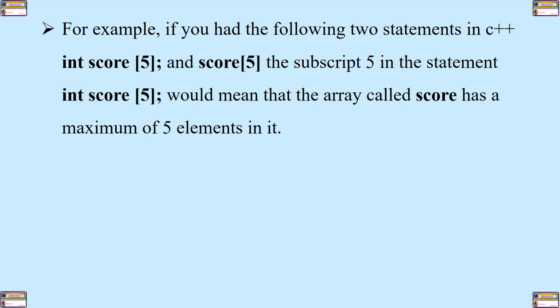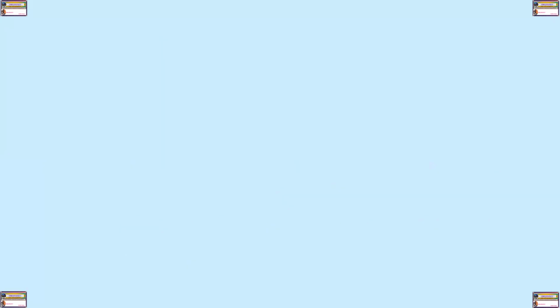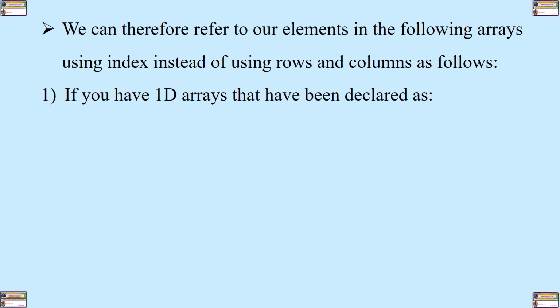So the subscript 5 in the statement int score[5] would mean that the array score has a maximum of 5 elements in it. However, the index 5 in the statement score[5] means that we are referring to the element in the array whose index is 5, meaning it is the element at the 6th position in the array. Good. We can therefore refer to our elements in the following arrays using index instead of using columns and rows as we have done before.